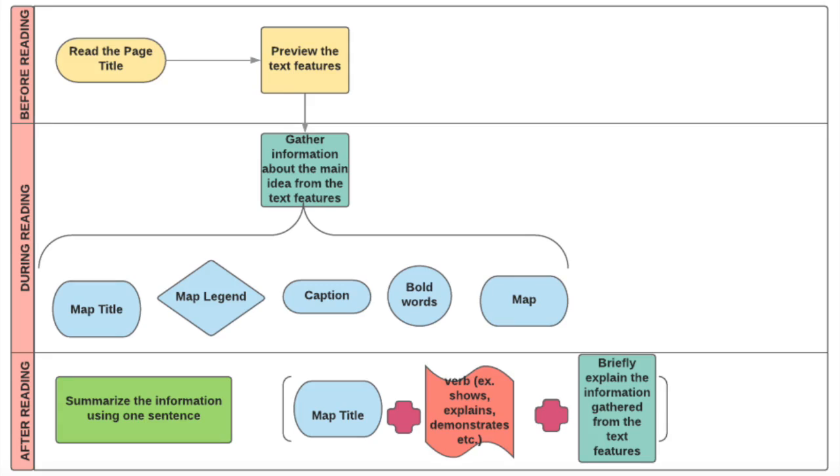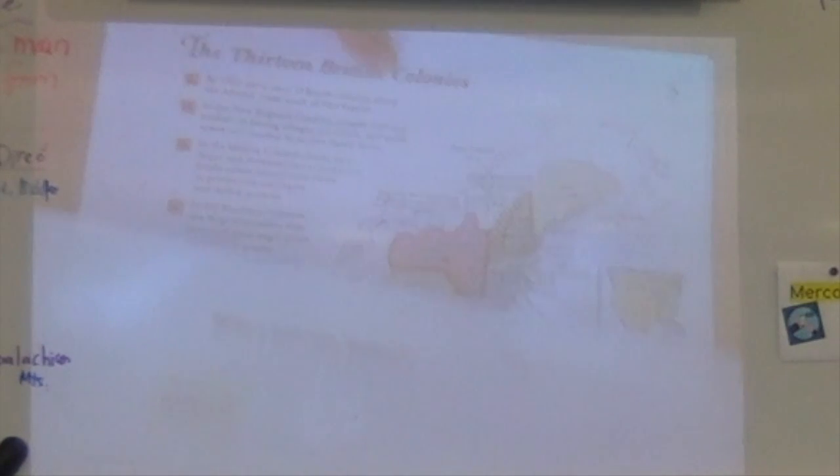The paper that you have in front of you outlines the process that good readers use when they're looking at maps. So it just says write a summary sentence. Over here it says before reading. First, read the page title. Those page titles are in italics at the top, which you can see right here.